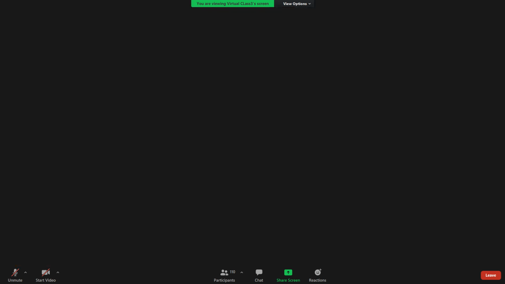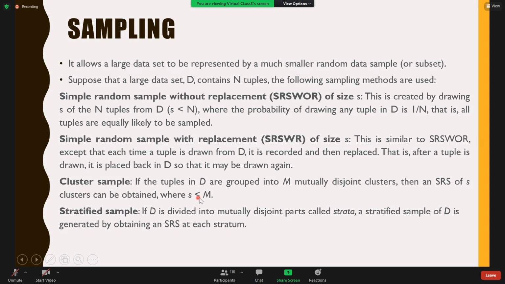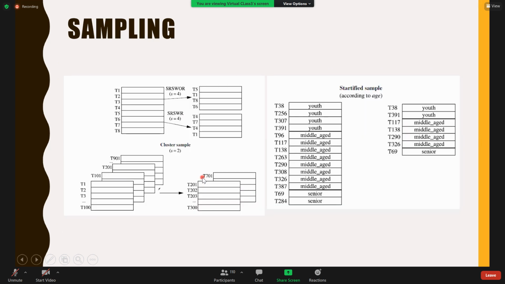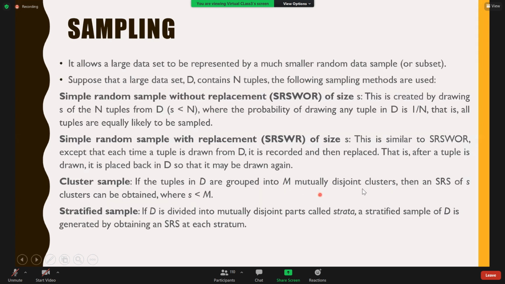Next one is cluster sample. Here, among the n tuples in this data set D, we group them into m mutually disjoint clusters. We group all the tuples present in D into m disjoint clusters, and then the random sampling technique is applied on the clusters. We'll see in the next slide with examples. You'll understand better there.